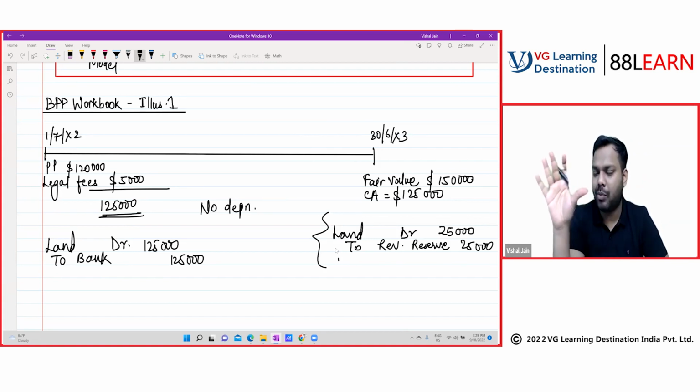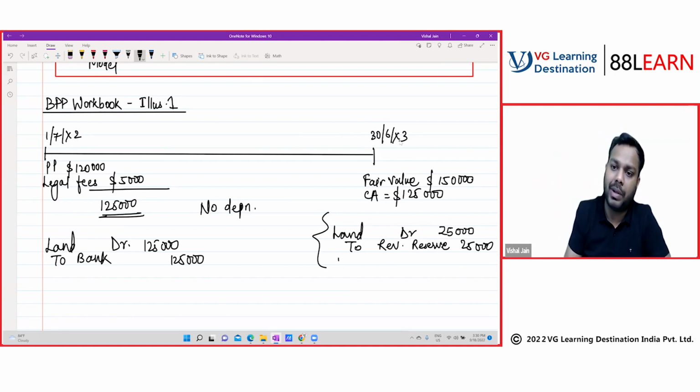Guys, again, I'm saying one more thing. Whenever I say SPL, it means statement of profit and loss. SPL is nothing but P and L. It's a professional way to say P and L. Is it clear, everyone, so far?